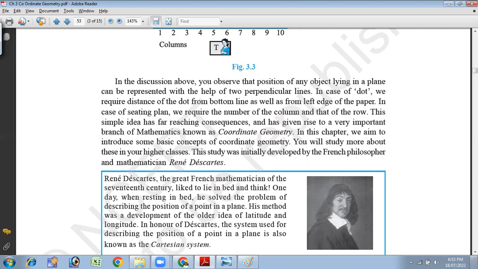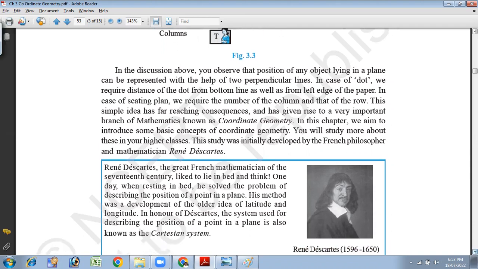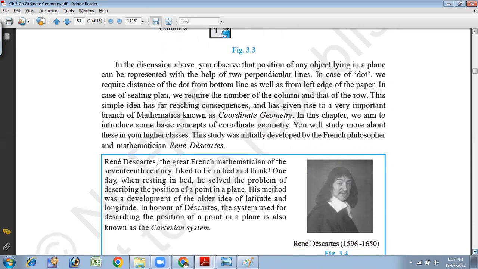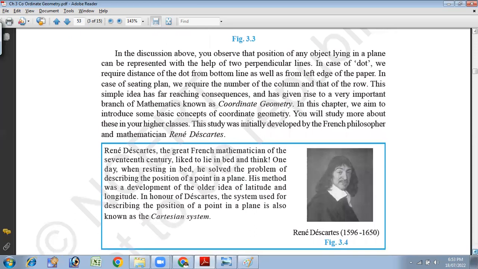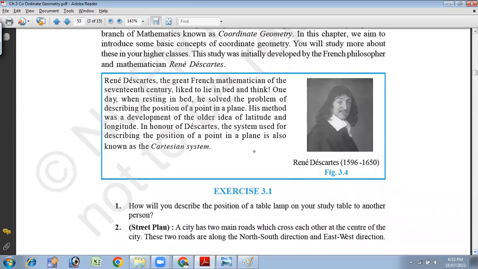Okay, so information about this scientist is given here. So by his name, that plane is also known as Cartesian system, or we can say Cartesian geometry. Okay, understand?